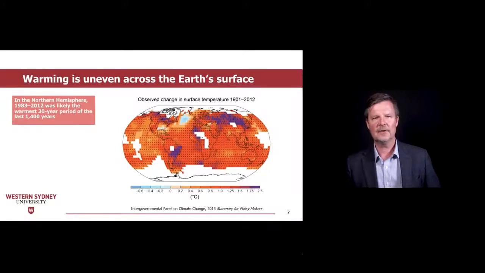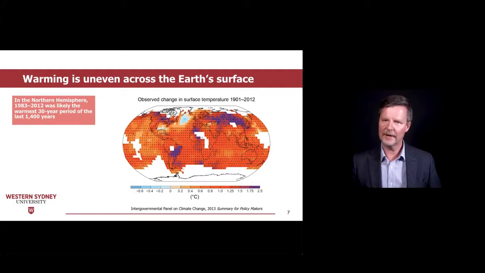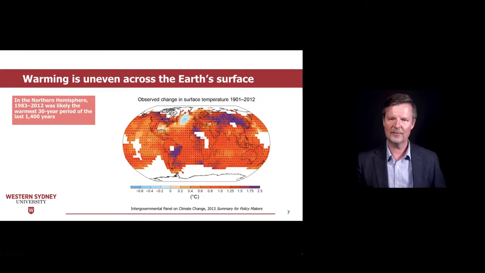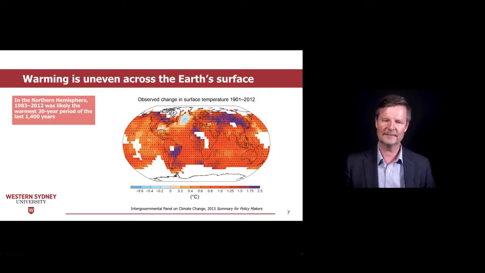Though land and sea surface temperatures are warming, the magnitude of warming is uneven across the Earth's surface. Warming in the upper latitudes, particularly in the northern hemisphere, is much greater than temperate or tropical latitudes. This is entirely consistent with predictions based on greenhouse warming.